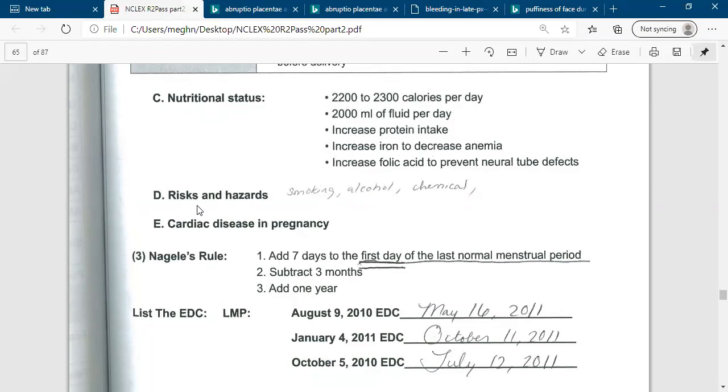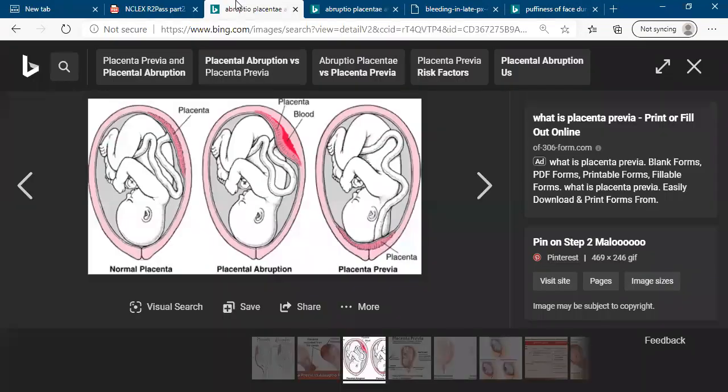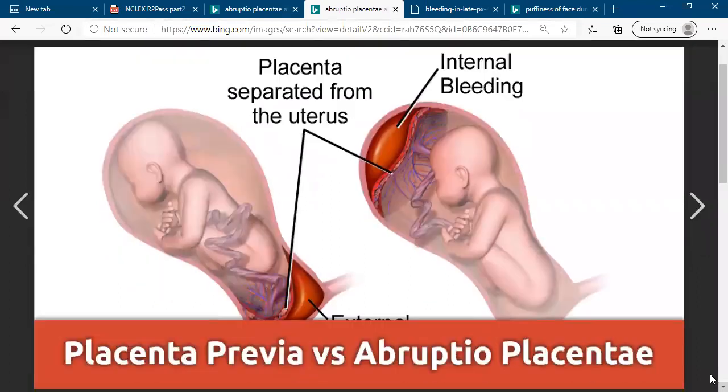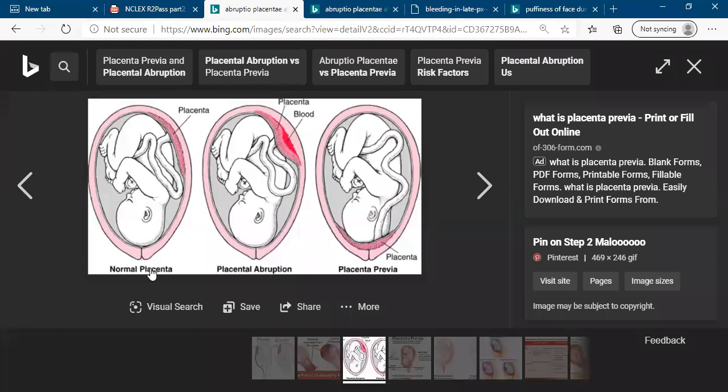So during pregnancy, there are two causes of bleeding. One is called placenta previa or abruptio placenta, right? So go back here, in the normal case, the placenta is supposed to be here, the posterior superior, right? Here, the normal placenta.